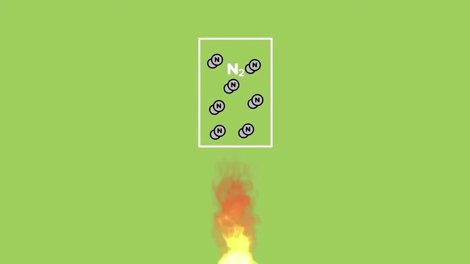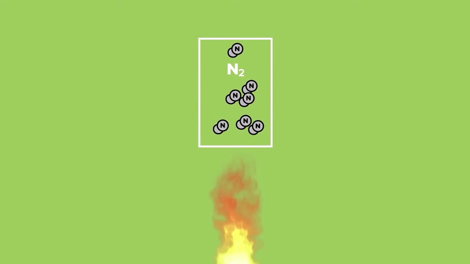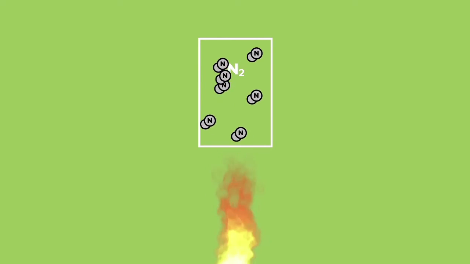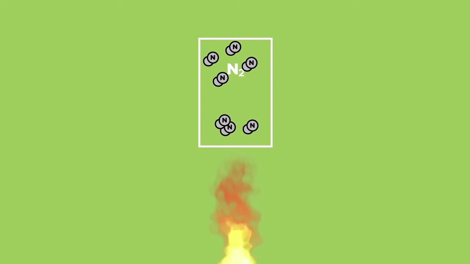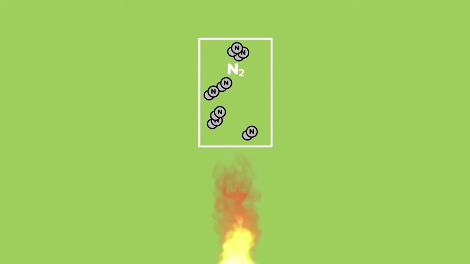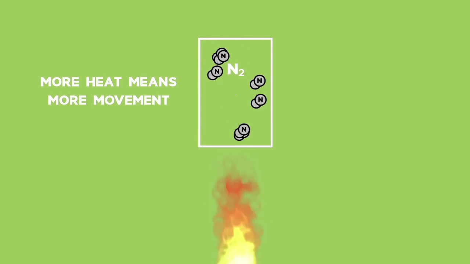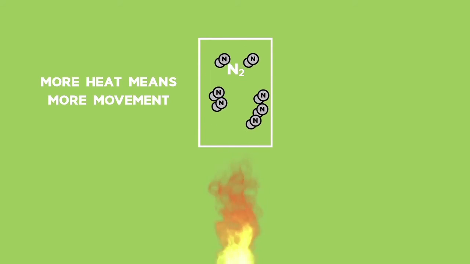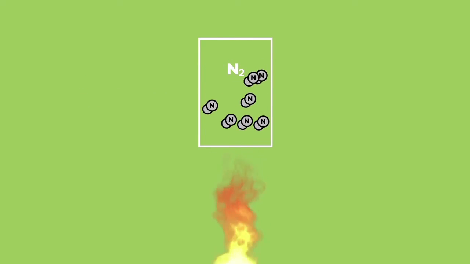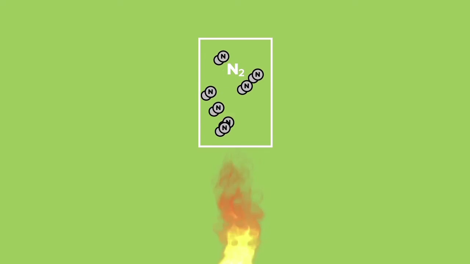Heating the mixture also makes the reaction go faster. Because temperature is actually just the average kinetic energy of the particles, more heat means more movement. The hotter the mixture is, the faster the particles collide.